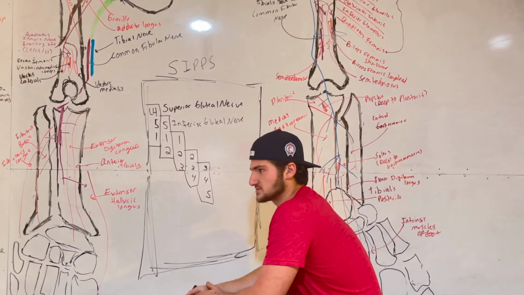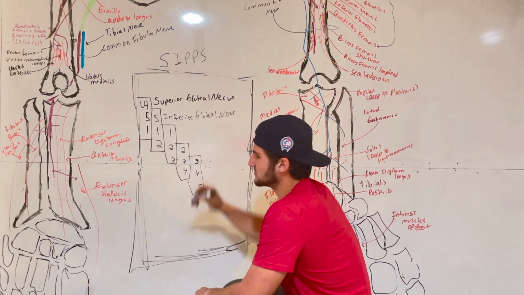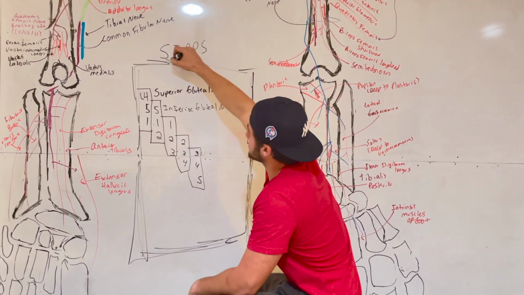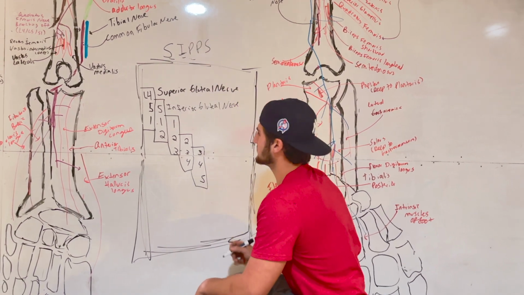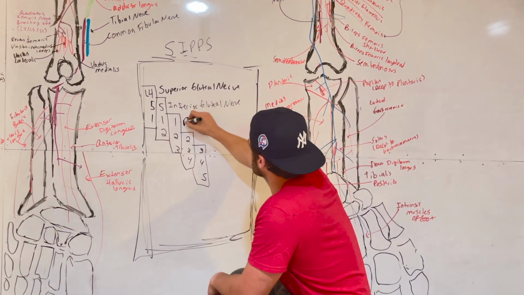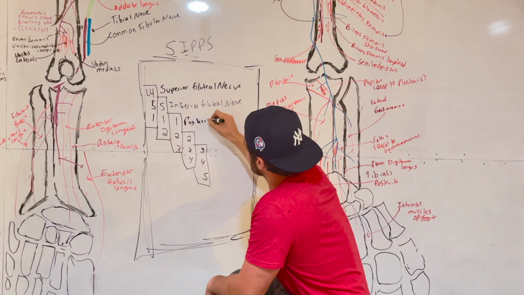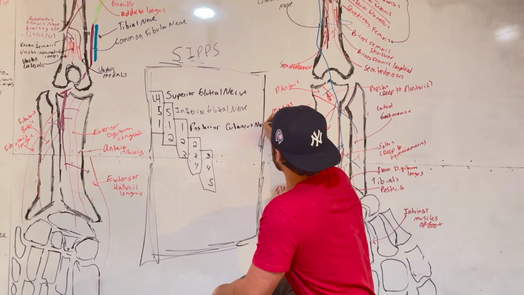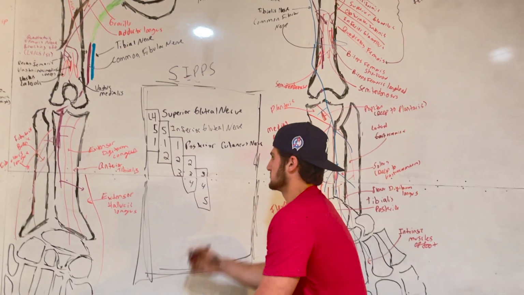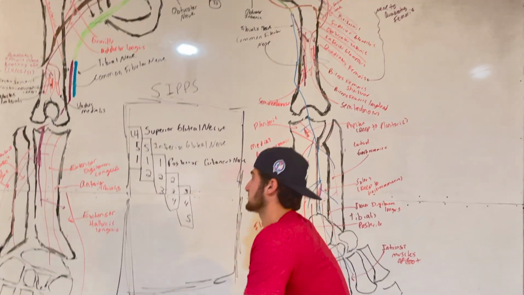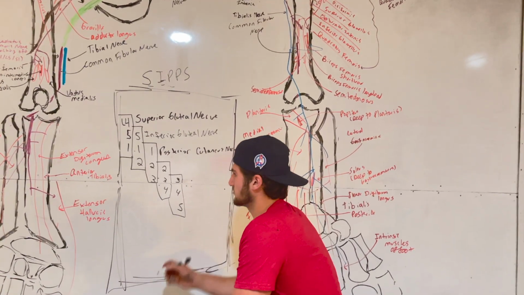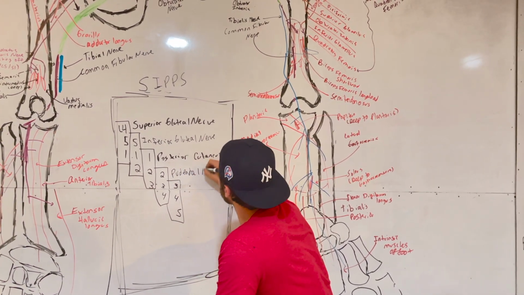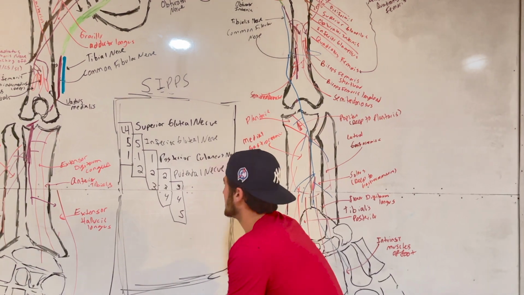Okay, keep proceeding down. S1, S2, and S3 made what? Something with a P. We know it's something with a P because we did SI. Now we have to do something with a P. Posterior cutaneous nerve. Right? Next one. S2, S3, S4. What did we make? Another one with a P. Pudendal nerve. Right?